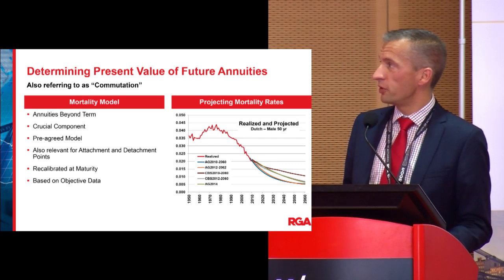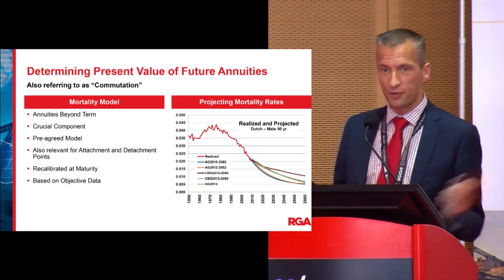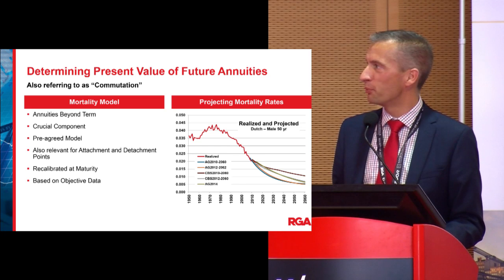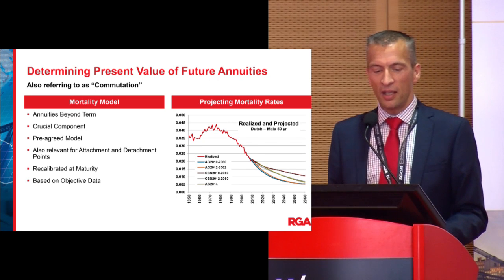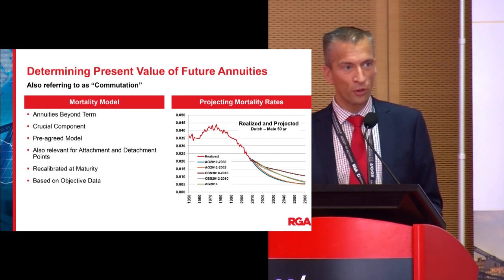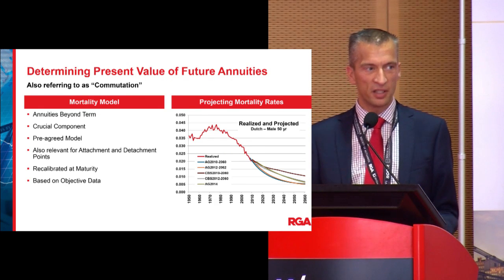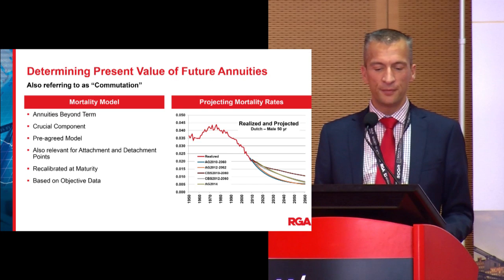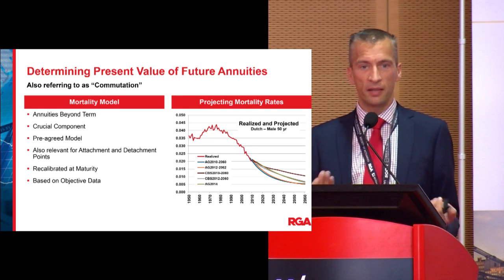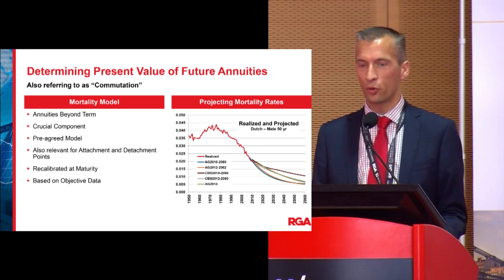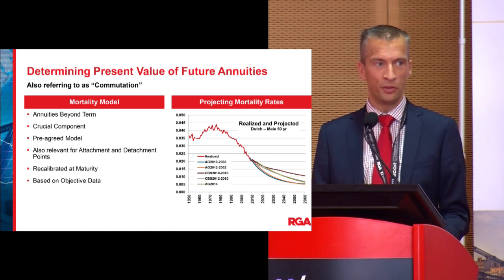So you get to these kind of things, of course, the mortality rates, we've seen plenty of them, and that's very important for these transactions. So it's an important component, as I said, it needs to be pre-agreed. It's also relevant for setting the attachment and the detachment point. It's recalibrated at maturity, and we should know how it will be recalibrated now, because we need, of course, to know what our liability is in doing these transactions.